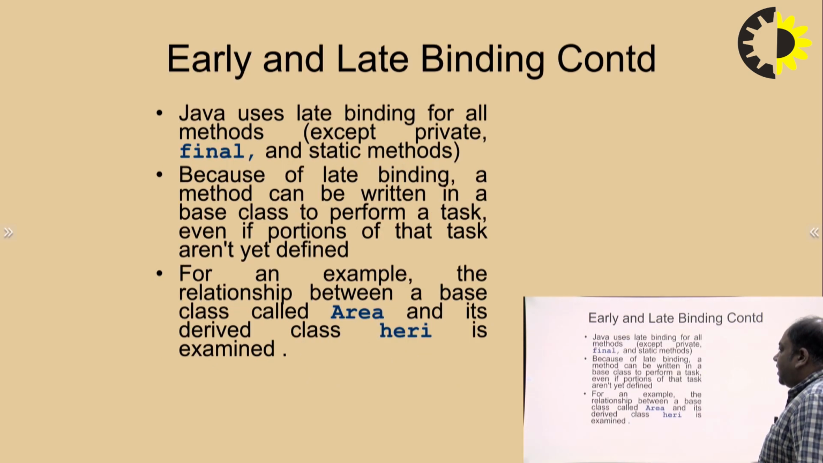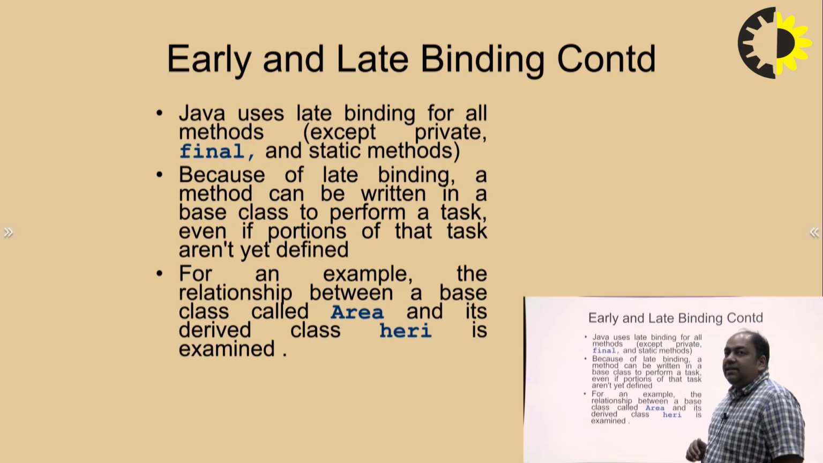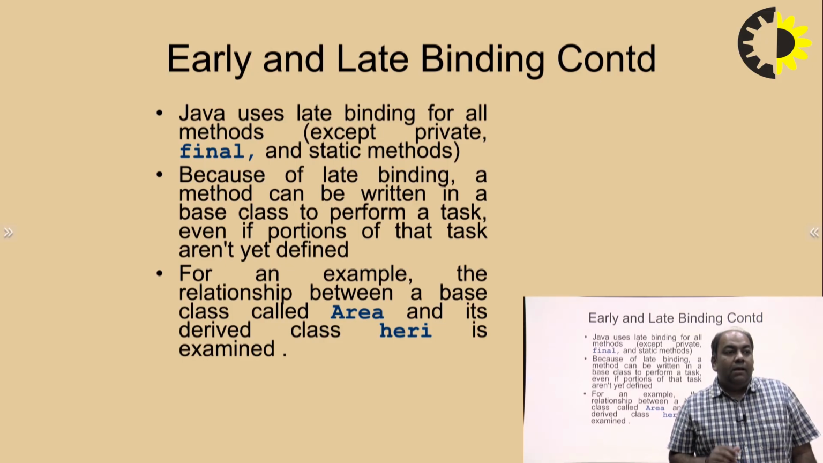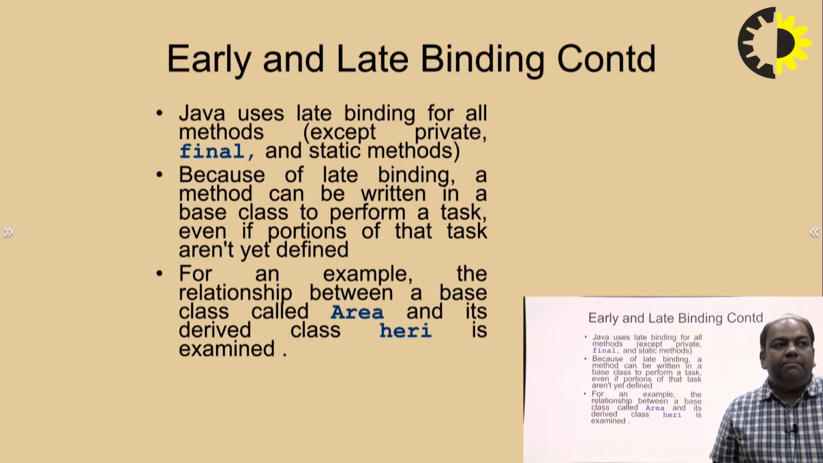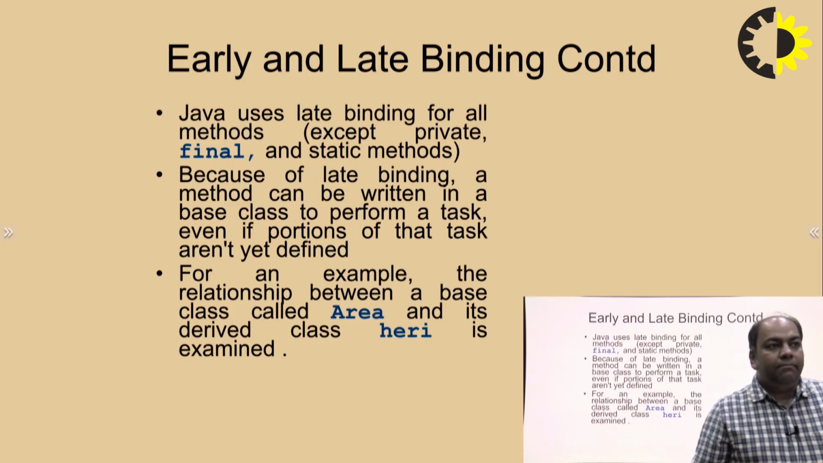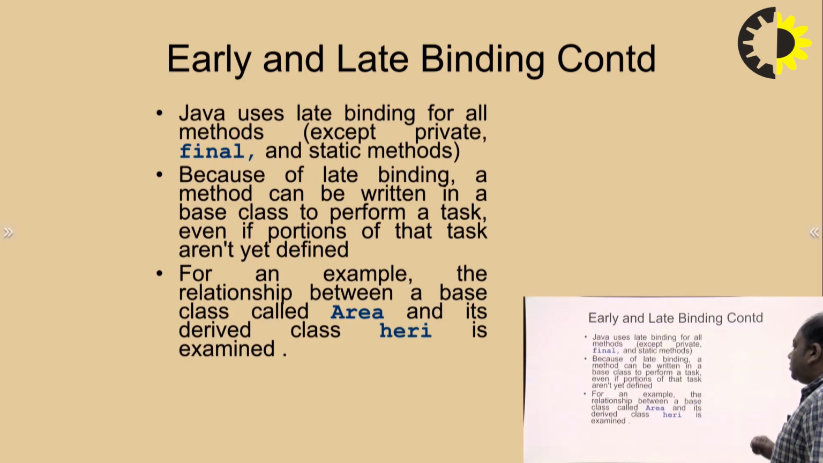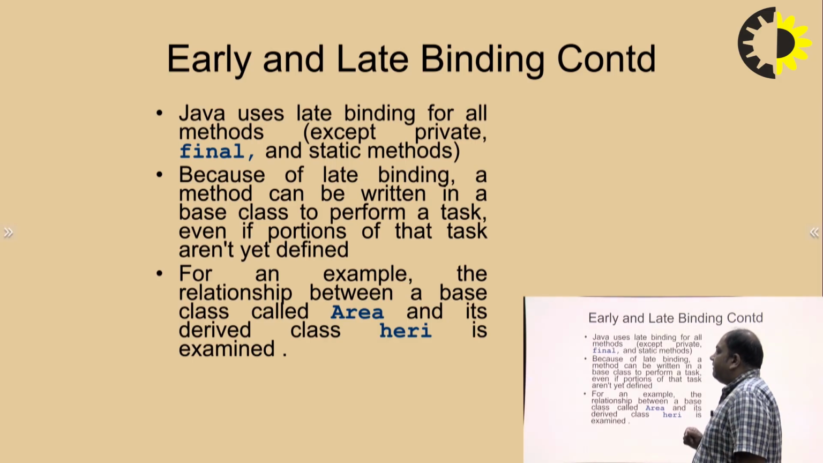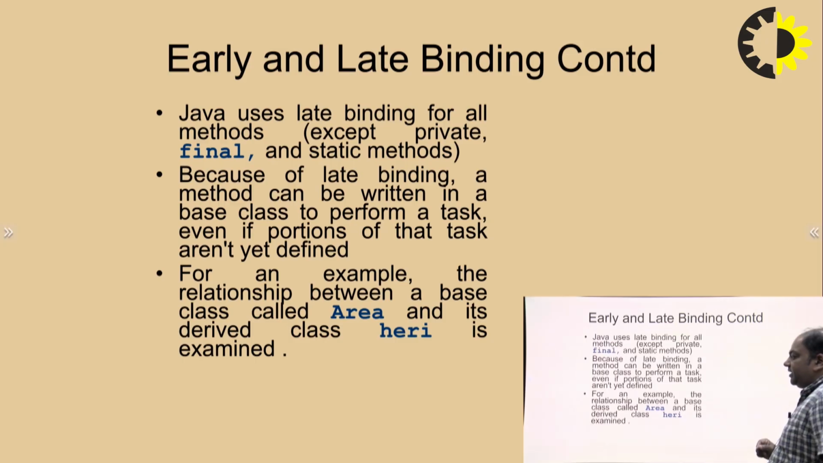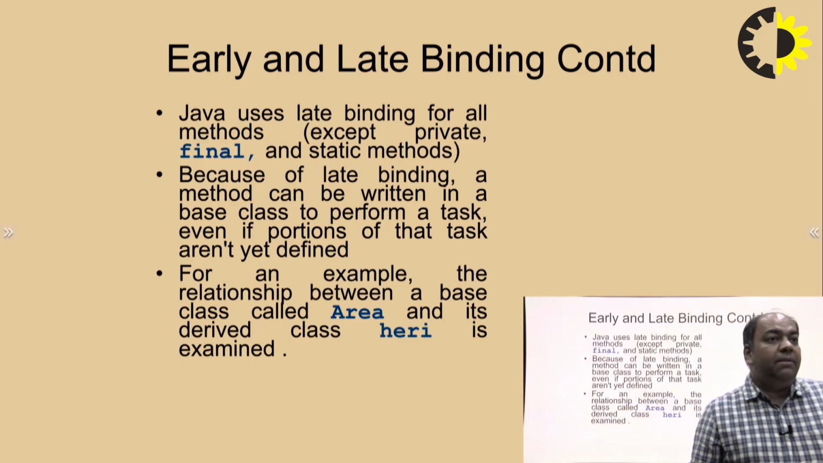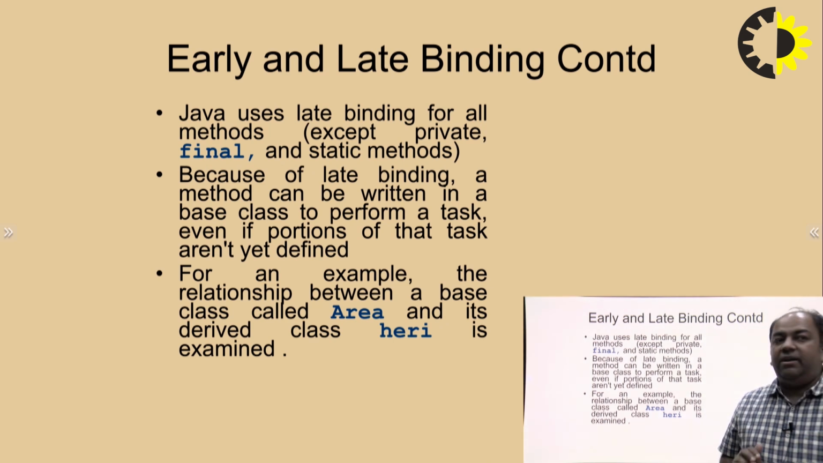So Java uses late binding for all methods except private, static and final. Because the late binding method is written into a base class even if their portions are not defined. So when we use a private, final and static method, it means they cannot be overridden further. So late binding can be done for all methods except private, final and static.